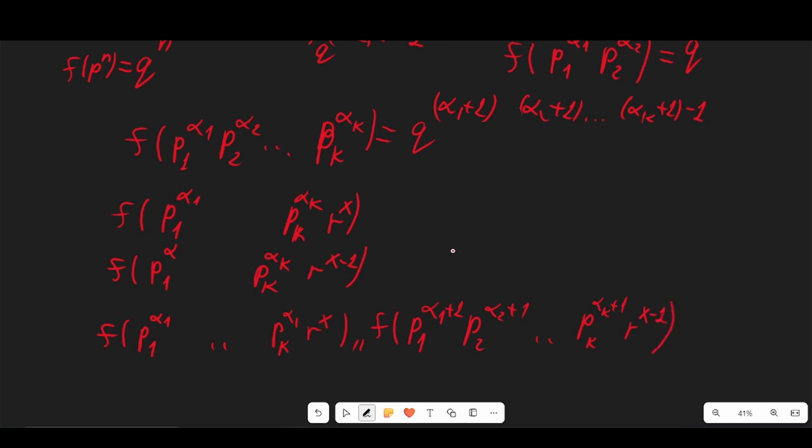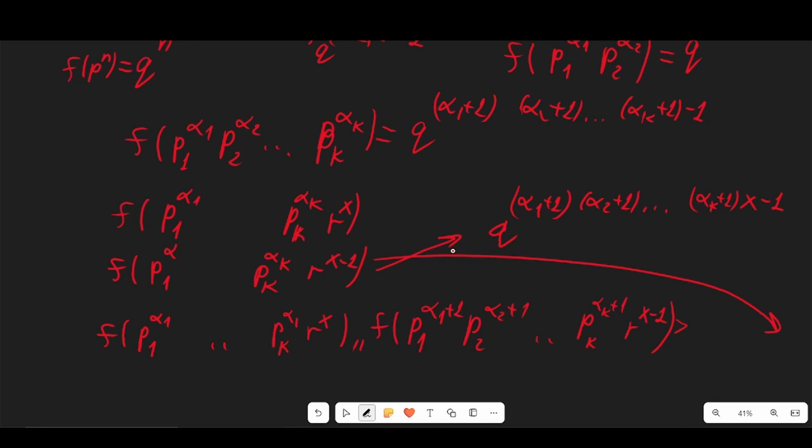Then their GCD must be greater than this number, because their GCD is p1 to the alpha 1, p2 to the alpha 2, and r to the x minus 1. And by the induction, we know that this is q to the alpha 1 plus 1, alpha 2 plus 1, alpha k plus 1, times x minus 1.